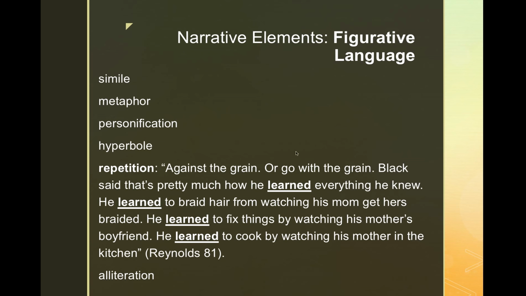In this example, Reynolds uses "learned" several times to try to explain how Black has come to be this master of all trades. And the way that he repeats "learned" several times draws attention for the reader that Black has worked really hard to get where he's at. So that's a really great example of what repetition can do in one's writing.